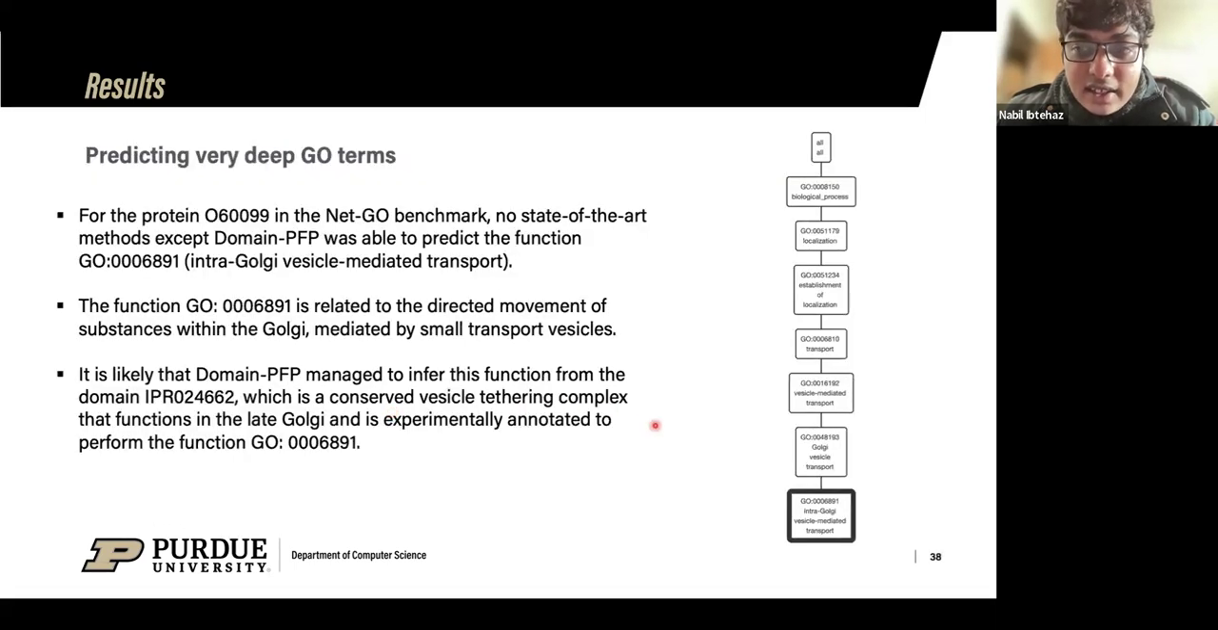And another interesting thing is that in the NetGO benchmark, we have one protein, O60099, which has a function of GO:0006891, intra-Golgi vesicle-mediated transport, and no other methods except Domain-PFP were able to predict that in that benchmark. Only we are able to predict that very deep function, and we believe this came from the existence of the domain IPR24662 in that particular protein, which is directly related to this function. Therefore, we believe that being able to integrate domain information in function prediction methods should help a lot in predicting the very deep GO terms.